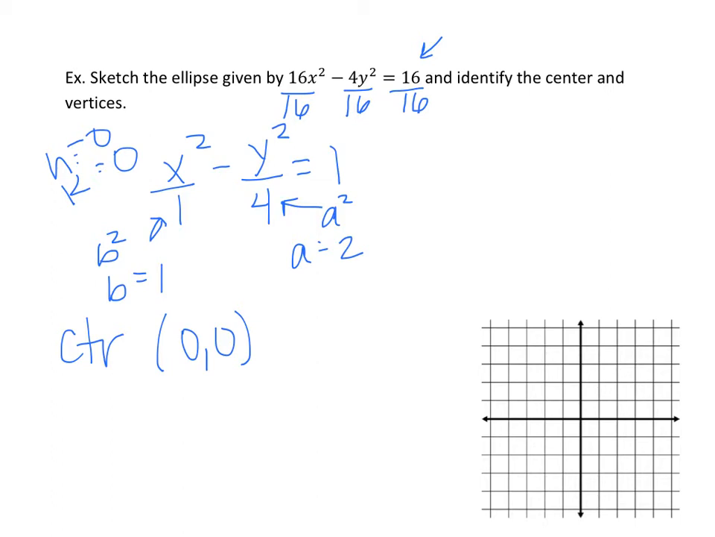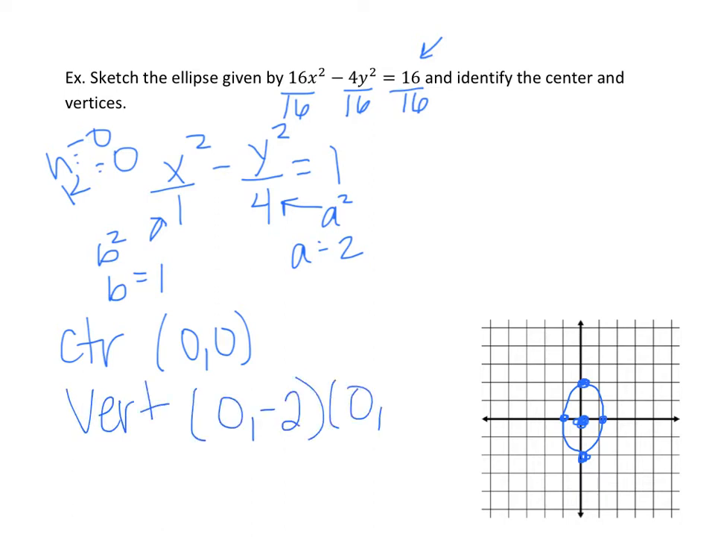Vertices, okay, so if my center is at 0, 0, since my larger number is underneath y, my ellipse is going to be tall. How tall? I look underneath it, 2. So 2 up and 2 down. If I want to know how wide, b would be 1. So here's my ellipse. My vertices are now going to be at 0, -2, and 0, +2.